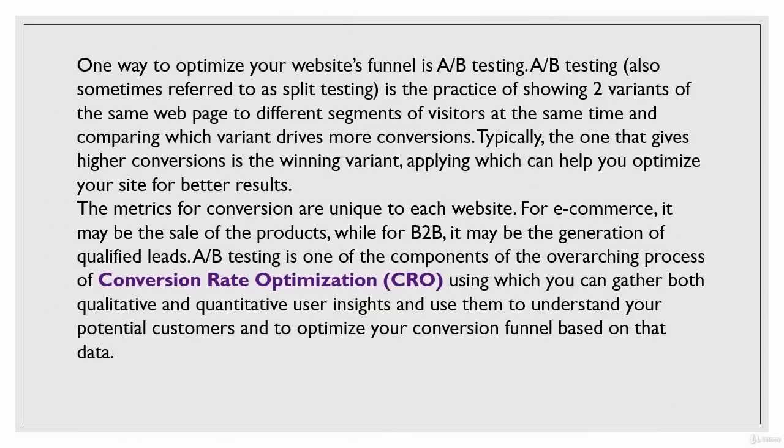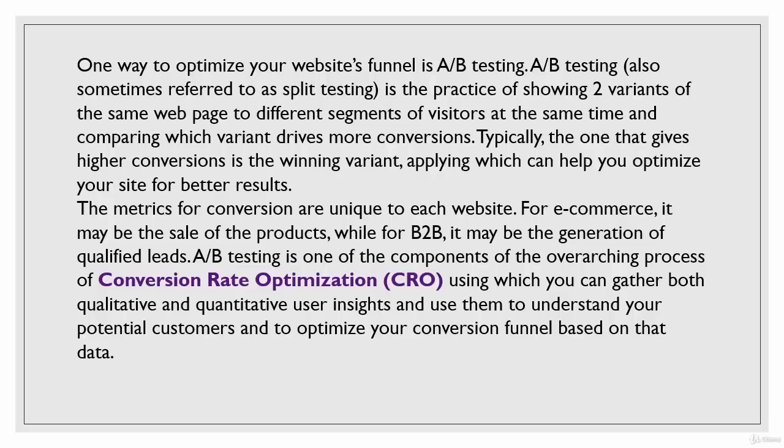A/B testing, also sometimes referred to as split testing, is the practice of showing two variants of the same web page to different segments of visitors at the same time and comparing which variant drives more conversions. Typically, the one that gives higher conversions is the winning variant, applying which can help you optimize your site for better results. The metrics for conversion are unique to each website.